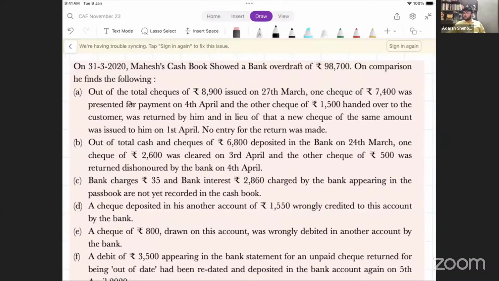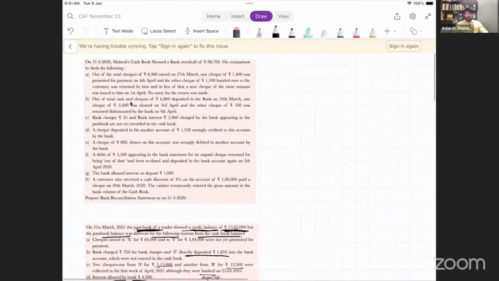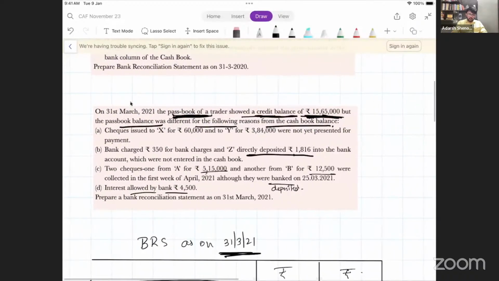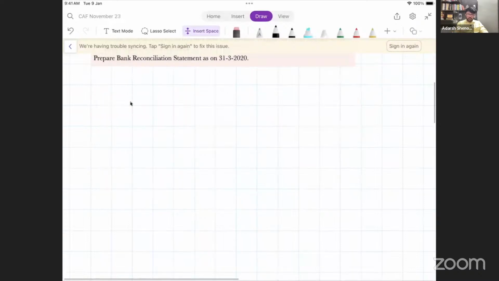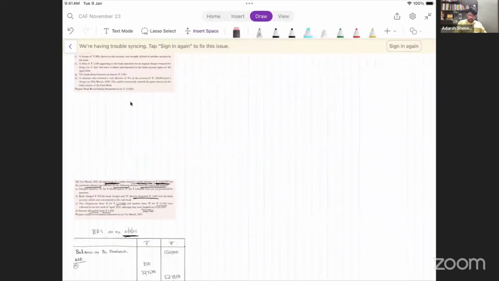Sir, what if it is an OD balance, overdraft balance? Should we learn some new rules? No. If it is an OD balance, my advice would be to think of the opposite book. Think of the starting point as the opposite book's starting point. I will do it with one example. So we'll do this question. Very nice question. It has a lot of adjustments and covers a lot of points. So pay attention.